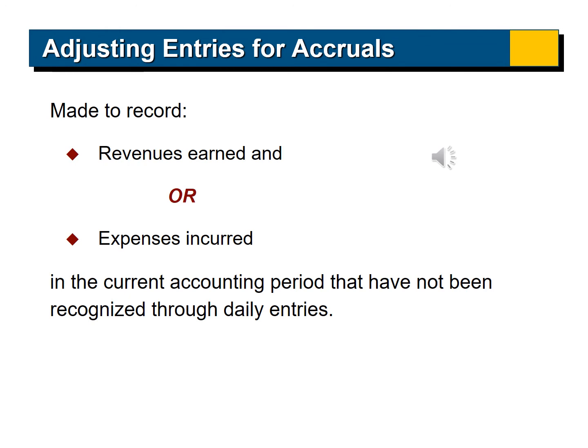So the purpose of both the adjusting entries for the prepaids and the adjusting entries for the unearned revenues is to recognize the expenses and the revenues when they are actually earned and incurred. And if the daily entries do not capture those adjustments, then at the end of the period, the adjusting entries must be made.